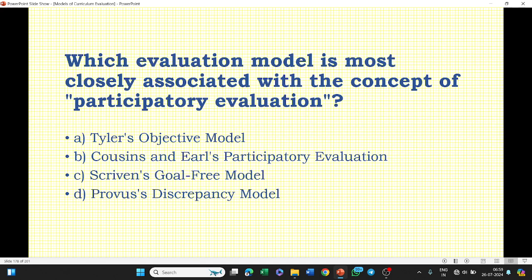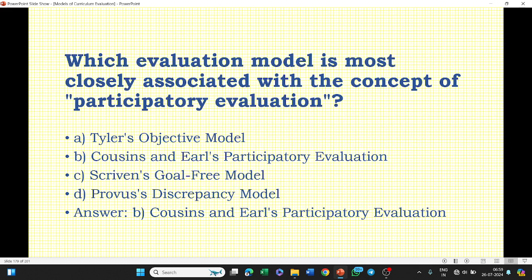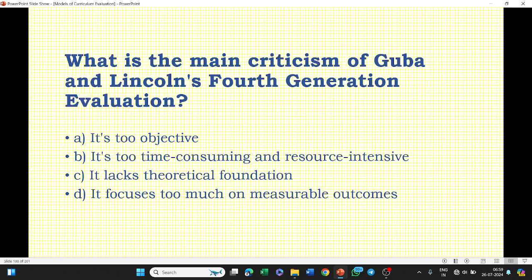Which evaluation model is most closely associated with the concept of participatory evaluation? Options: Taylor's objective model, Cousins and Earl's participatory evaluation, Scriven's goal-free evaluation, Provus's discrepancy model. The answer to this question is option B, that is Cousins and Earl's participatory evaluation.